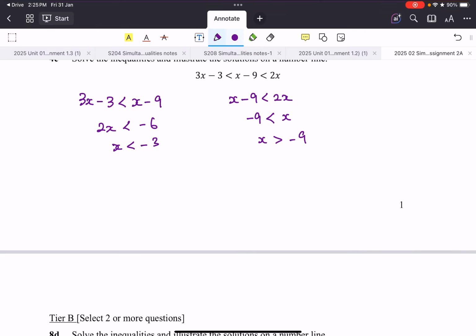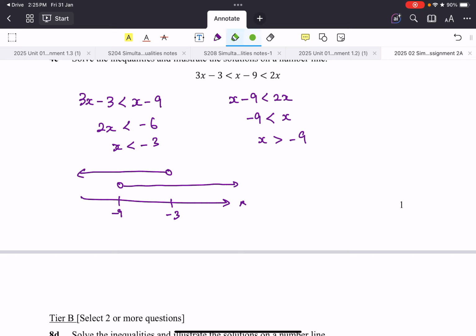So illustrate this on the number line. We have negative 9 over here and negative 3 over here. The portion we want is over here. This is the region that we want. Therefore, x is going to be in between negative 9 and negative 3.